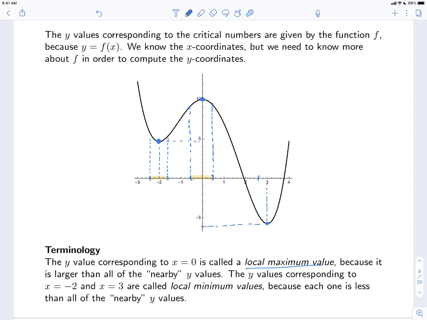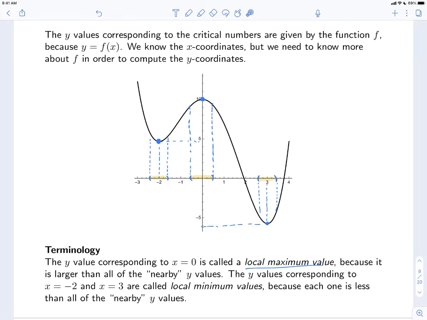We just make some small interval around x equals 3, and then for every x value inside that interval, the y values are larger than the y value corresponding to 3, because the y value is way down here corresponding to 3, and nearby all of the y values are bigger. So that tells us that this is a local minimum value. So we have a local minimum value at x equals -2 and another one at x equals 3.